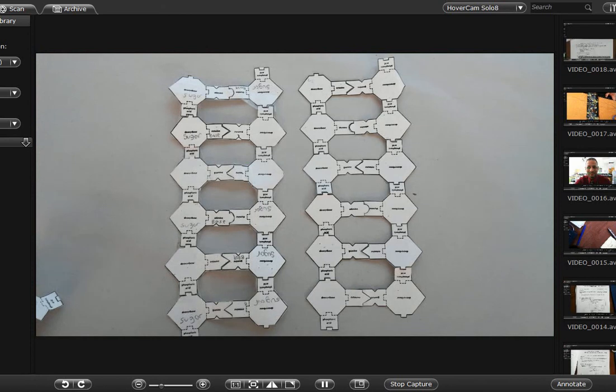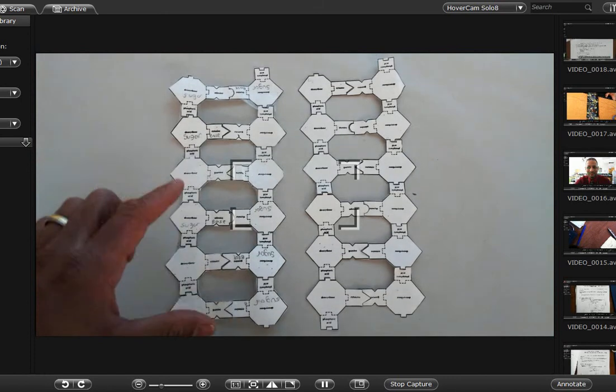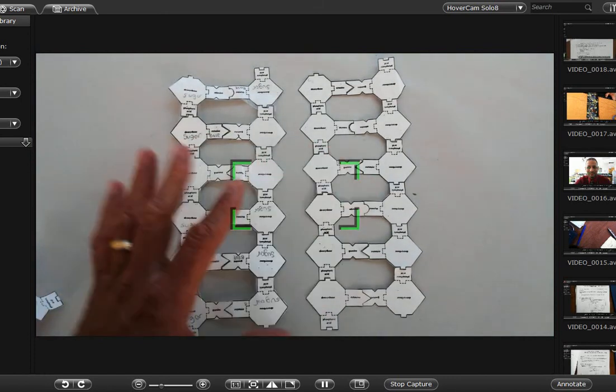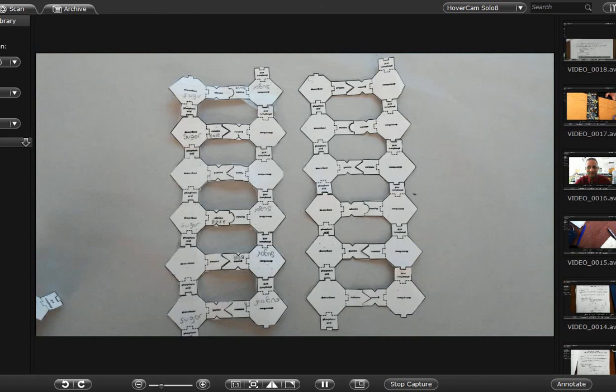If this DNA opened up and messenger RNA came in and made a new right side or new left side, that would be called transcription.